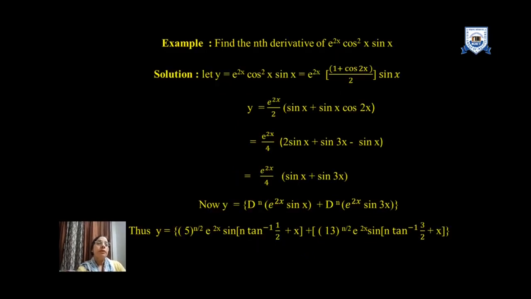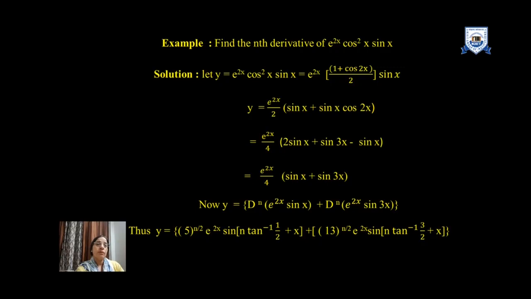We can take one more example. Find the nth differential coefficient of e to the power 2x into cos square x into sin x. In such type of problem, first of all, reduce the power of the trigonometric term. Here, as you can see, we have cos square x. So make its power 1 by using the formula cos square x equals 1 plus cos 2x upon 2. And we also have a term sin x into cos 2x, so reduce this product by using the trigonometric identity 2 sin a cos b.